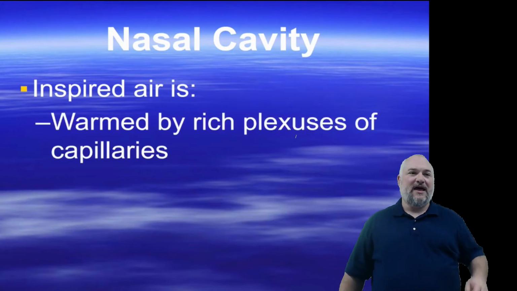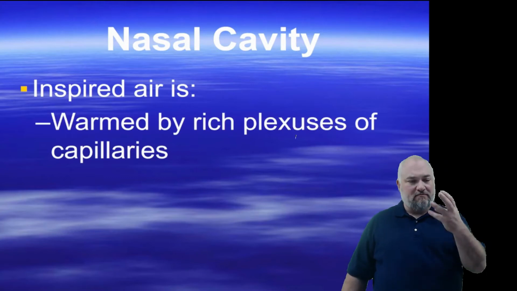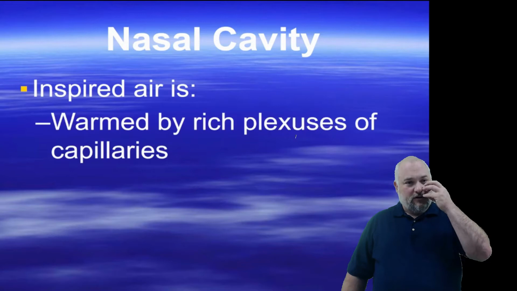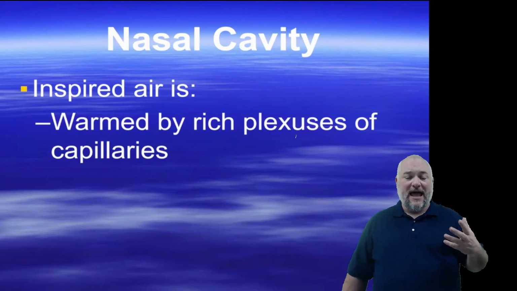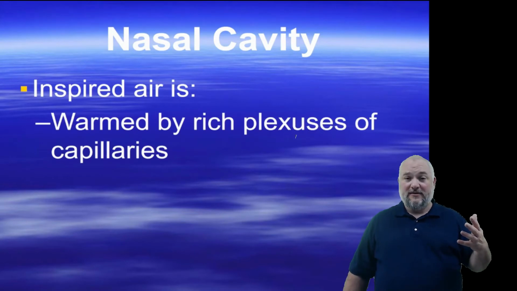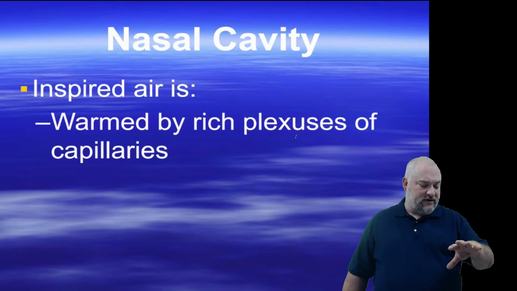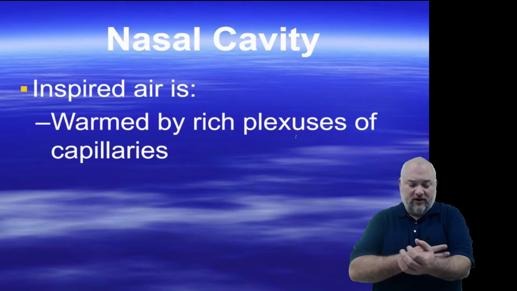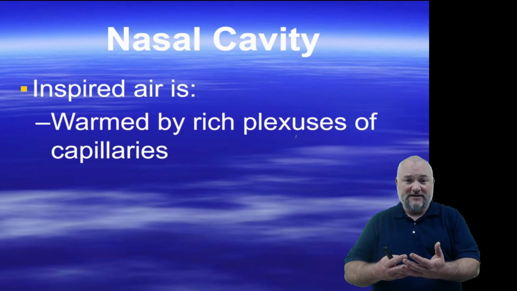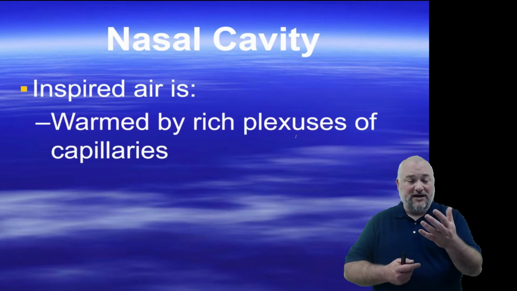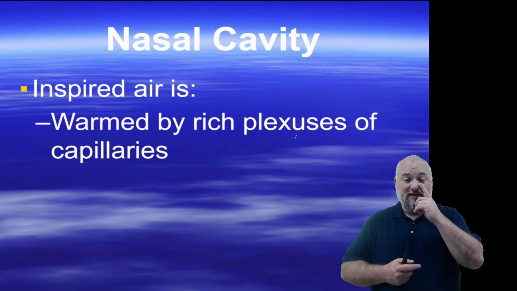Okay. So that inspired air is warmed by a rich plexus of capillaries. That literally means there's just a big net of capillaries close to the surface of the nose. And just like we learned before, capillaries can act like a radiator for heat, right? We learned about this early in the year with temperature regulation and the cardiovascular system. Like if you get too cold, you close off the blood going to your extremities, so you don't radiate out too much heat. But we got a lot of them in our nose, and that's to radiate heat to the air to warm it up.